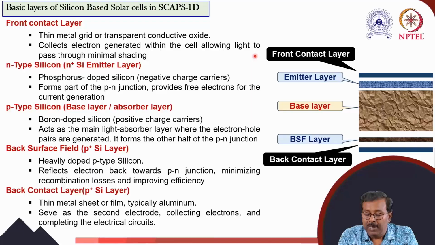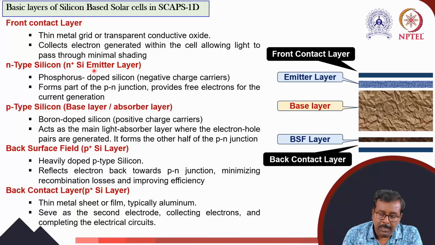That means the front contact layer should be either transparent, so maybe indium tin oxide, a transparent conducting oxide, or you can have finger-like contacts, and in that case it allows the light energy to pass through the gaps. The optimization of the gap between two consecutive metal lines, contact lines, is also very important.